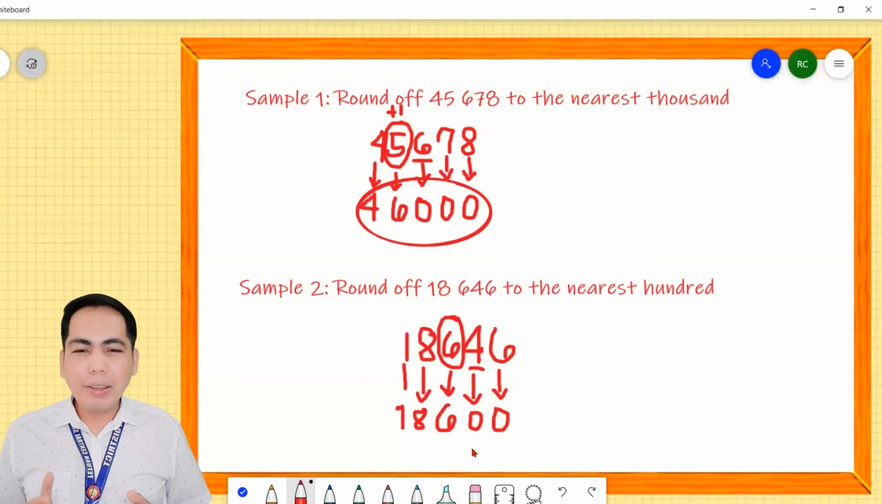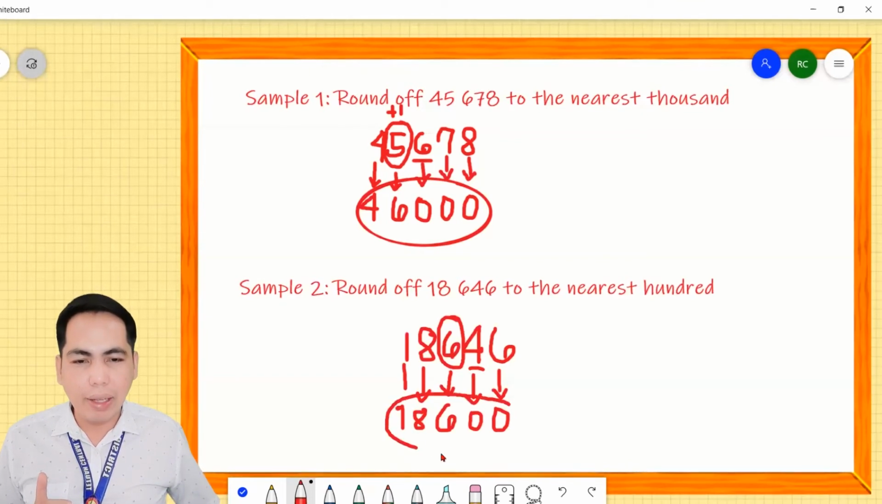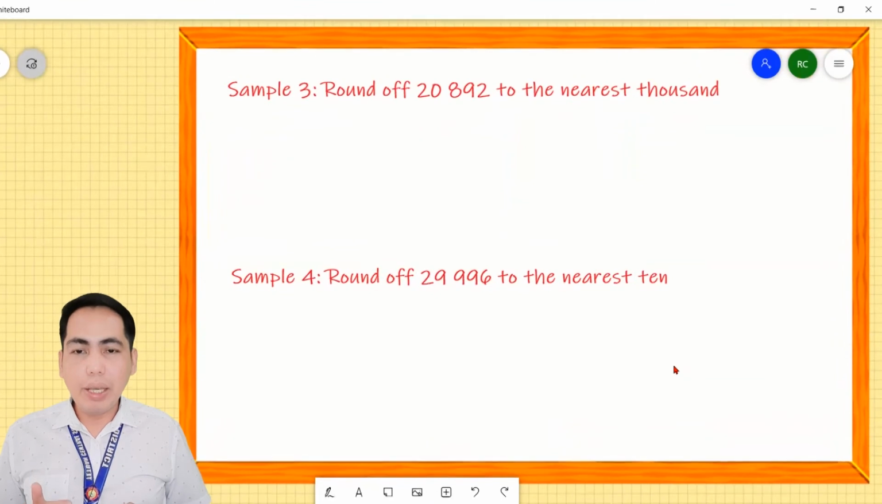So when 18,646 is rounded off to the nearest 100, it will give us 18,600. So let's have example number 3. Round off 20,892 to the nearest 1,000.